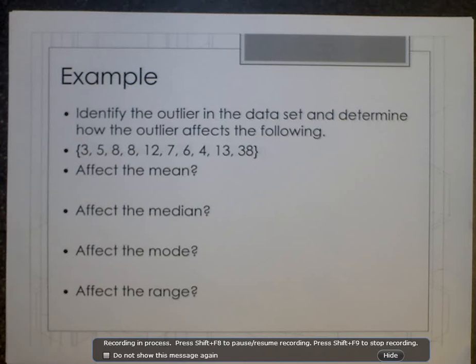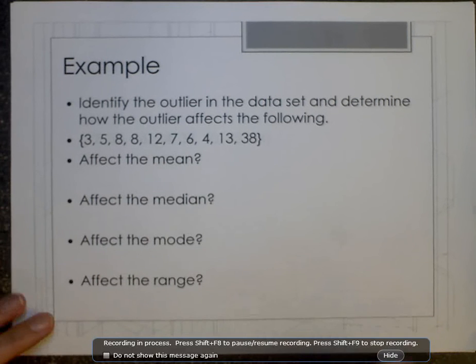This standard states I can use shape, center, and the spread to describe characteristics of the data set. I can understand the effects outliers have on a data set. Okay, and we begin with our first example, which you should have in your notes. Identify the outlier in the data set and determine how the outlier affects the following.